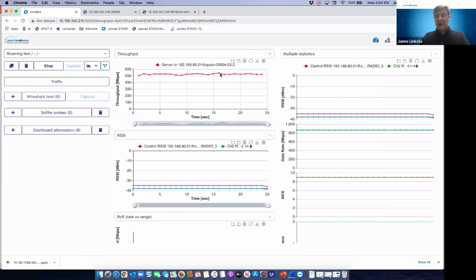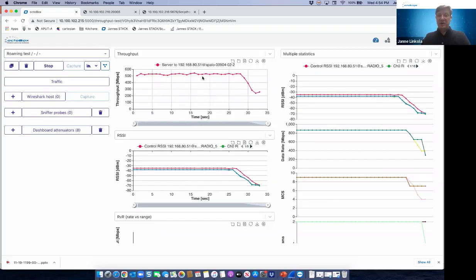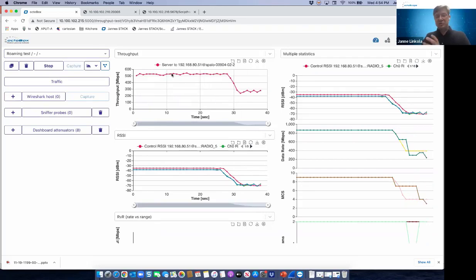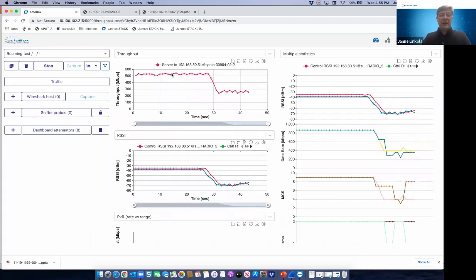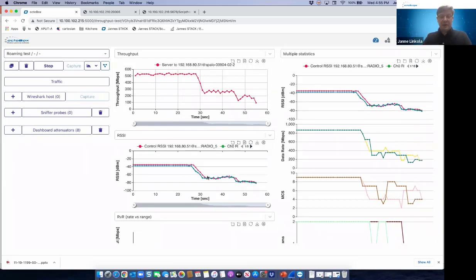Now, same statistics here as before. And as I mentioned, the walk starts from the basement close to the root node. So we're seeing the same 550-ish megabits per second throughput through that root node. And now the RSSI starts to dip as we virtually walk through this house. We are probably taking the stairs here towards the first floor.